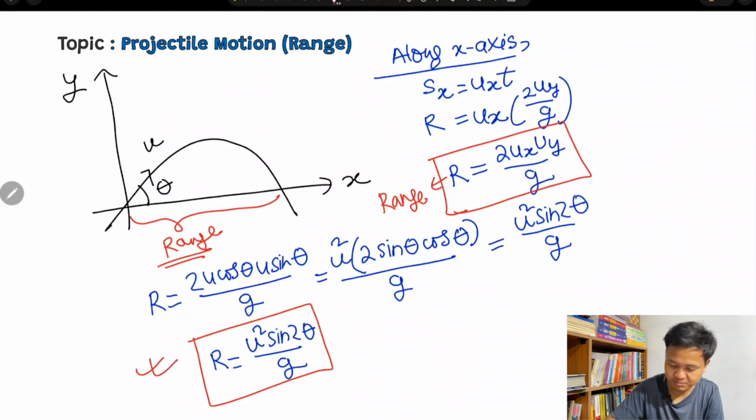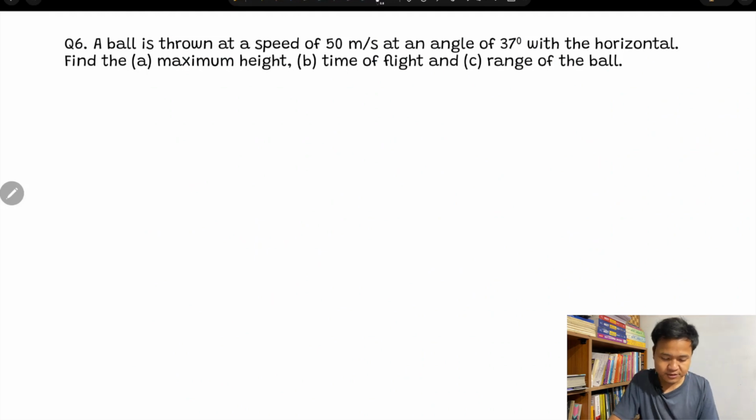So this is your textbook formula. But if you remember it as 2 ux uy by g, it is much simpler to remember. So let's solve some questions based on those 3 formulas.